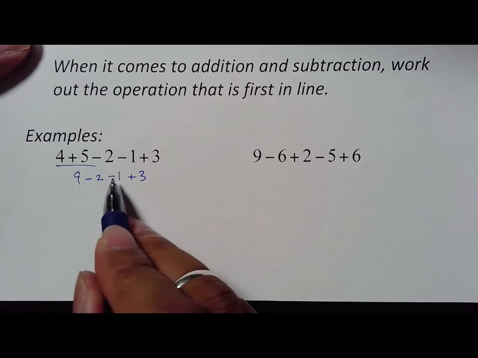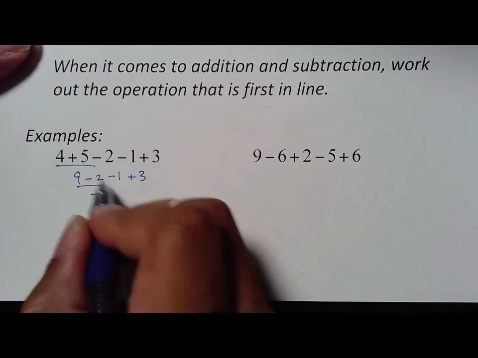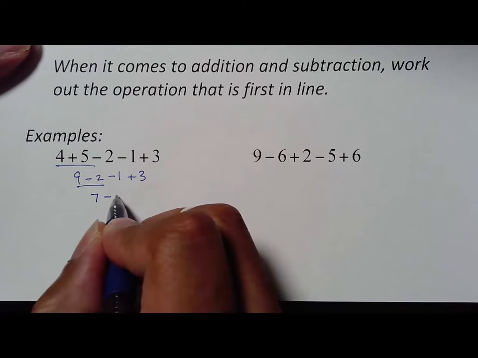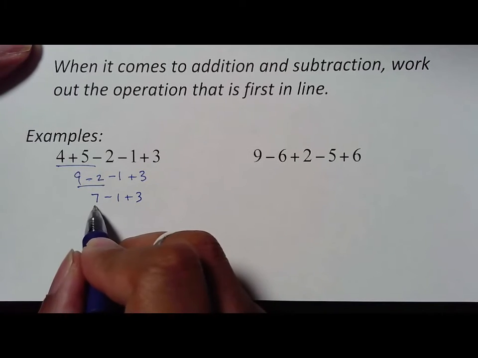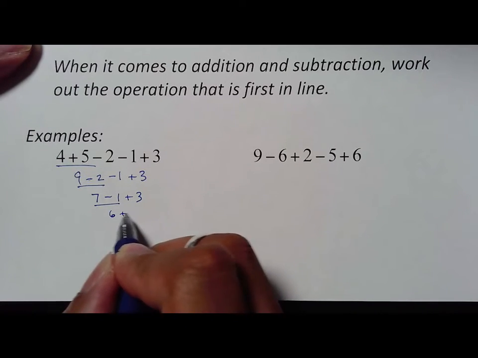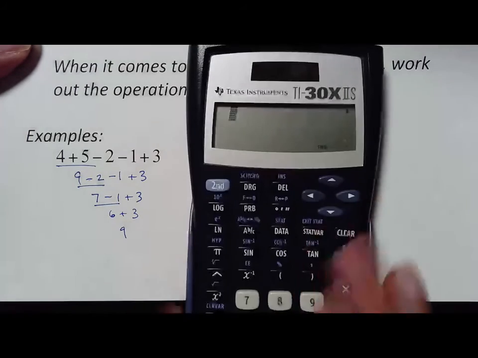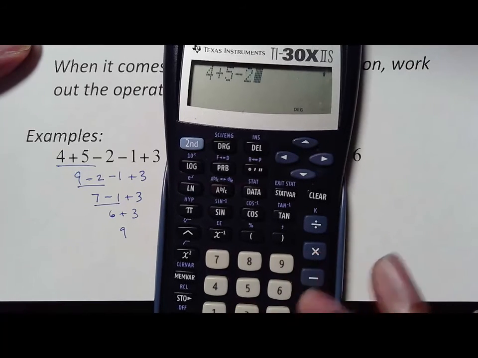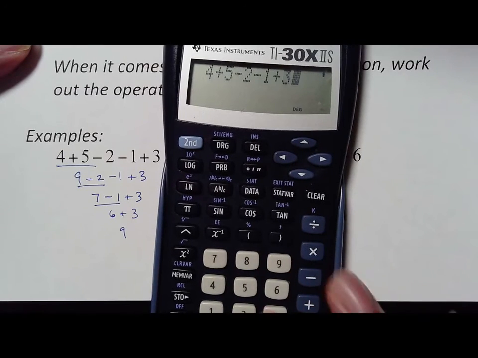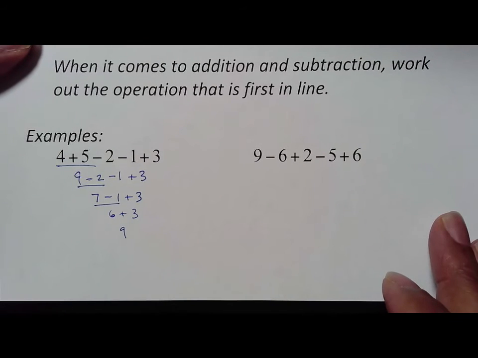From there, student, student, and student, which means that this is the first student in line. 9 minus 2 is 7, and now you must copy minus 1 and plus 3. Student and student, which means we feed this one first. 7 minus 1 is 6, and then 6 plus 3 is 9. Again, just to prove it, 4 plus 5 minus 2 minus 1 plus 3 equals 9, which means we got it right.